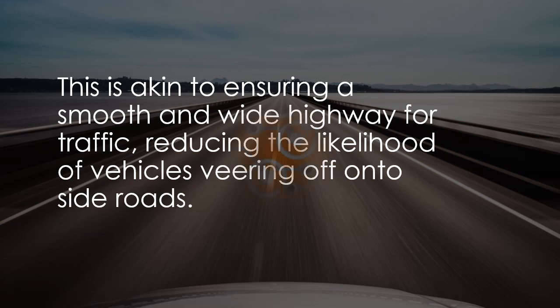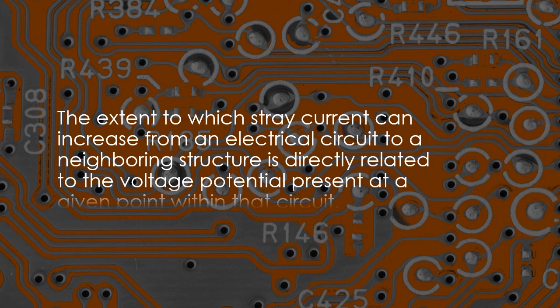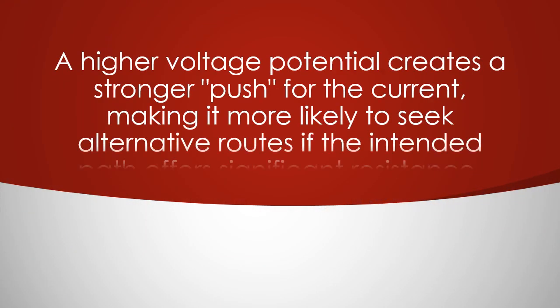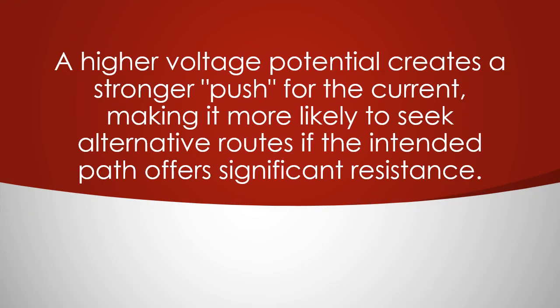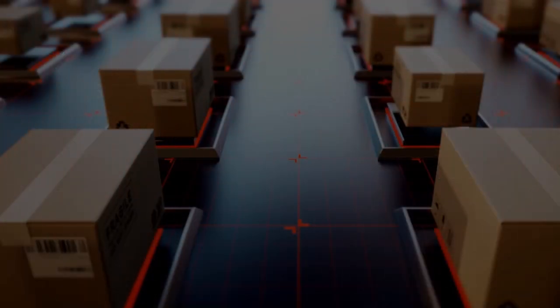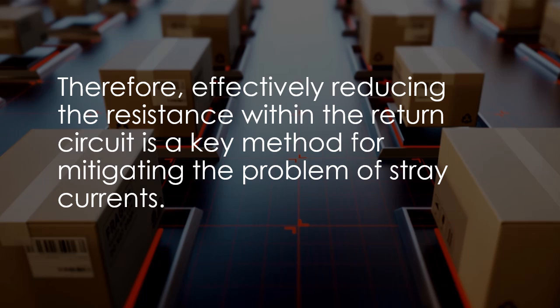The extent to which stray current can increase from an electrical circuit to a neighboring structure is directly related to the voltage potential present at a given point within that circuit. A higher voltage potential creates a stronger push for the current, making it more likely to seek alternative routes if the intended path offers significant resistance. Therefore, effectively reducing the resistance within the return circuit is a key method for mitigating the problem of stray currents.